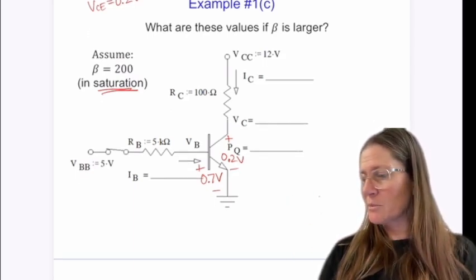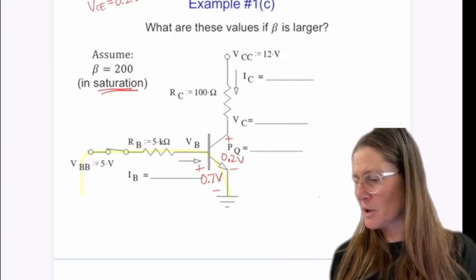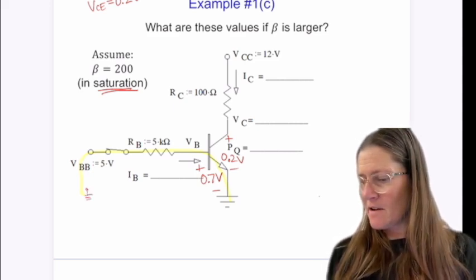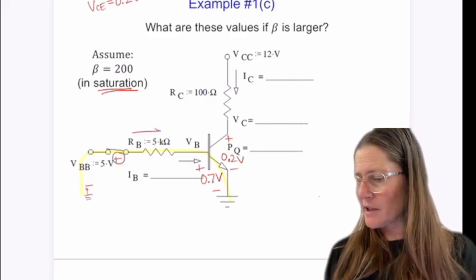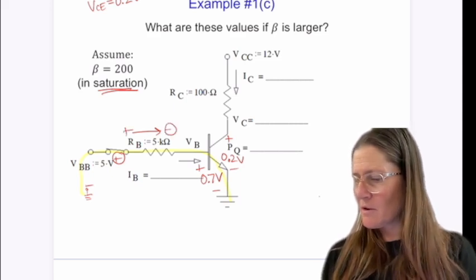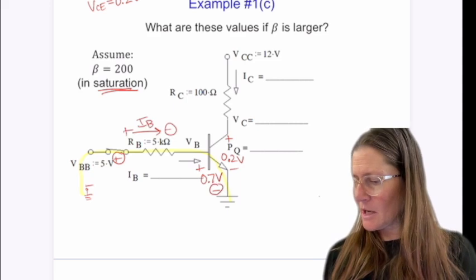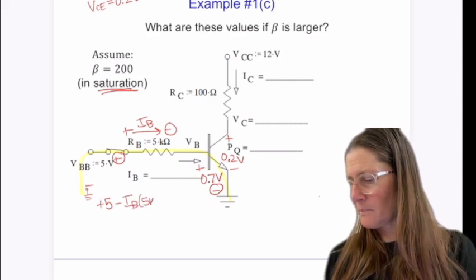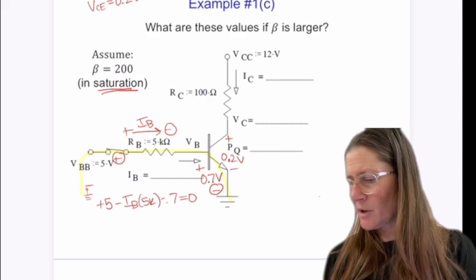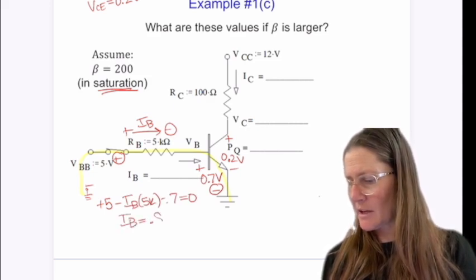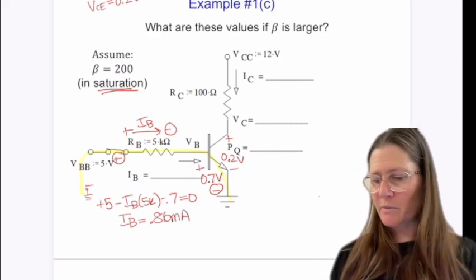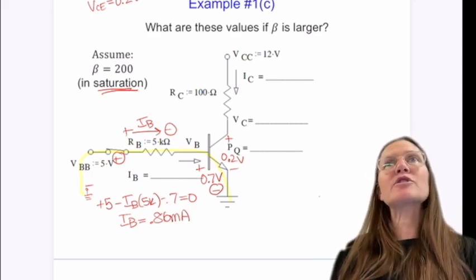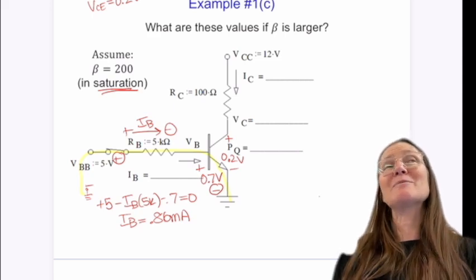So the pathway is still going to be the same. You come through the pathway here, minus to plus, so plus, and then this is going in this direction, IB, and then a minus. So plus 5 minus IB times 5K minus 0.7 equals 0. So IB is again going to be the 0.86 milli that we found from the previous one. But now we can't use that relationship of IB times beta is equal to IC.